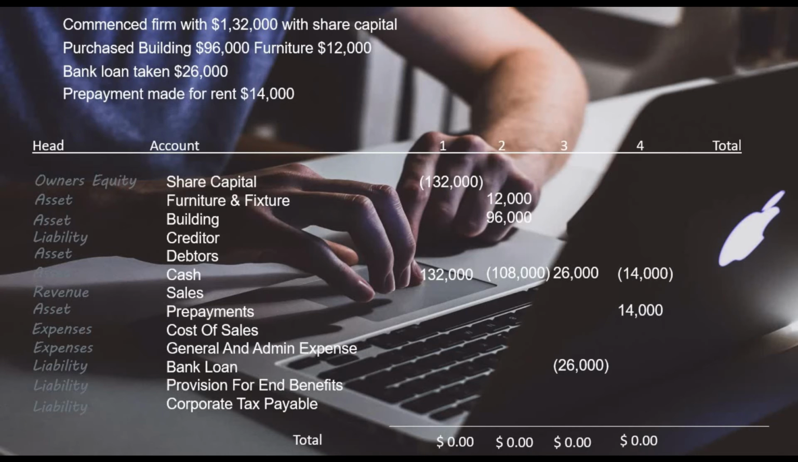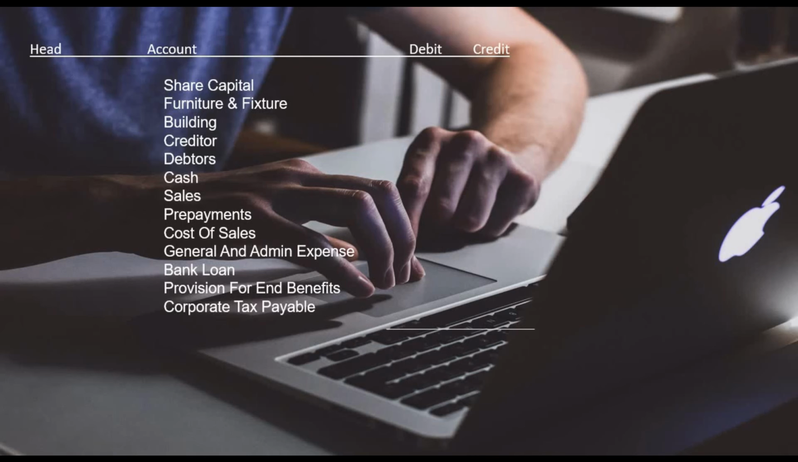And the fourth one is prepayment made for rent for 14,000. The cash is reduced but the prepayment account is increased. So the net amount would be 0. And the grand total would be 0. After posting every entry, we close the book for a period. And we check the trial balance.